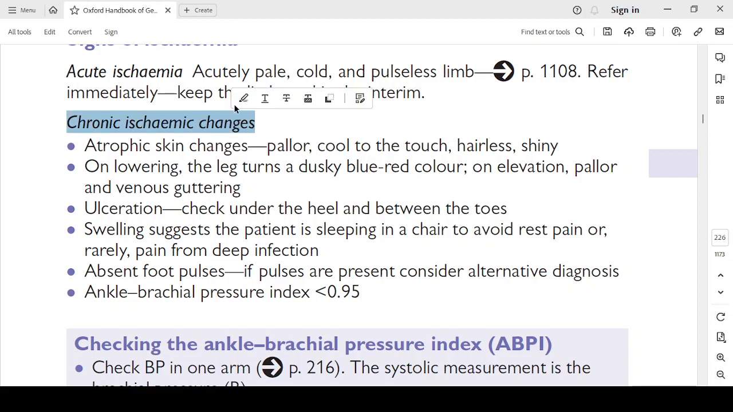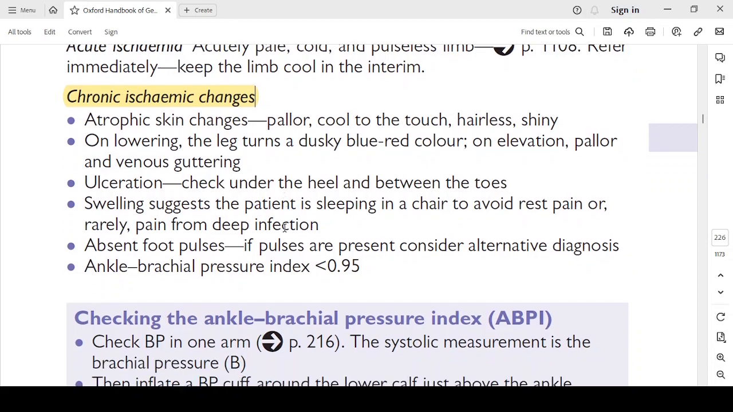Chronic ischemic changes. Atrophic skin. Pallor, cool to touch, hairless, shiny. On lowering, the leg turns dusky blue-red color. On elevation, pallor and venous guttering is seen.